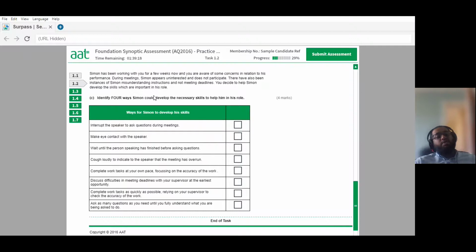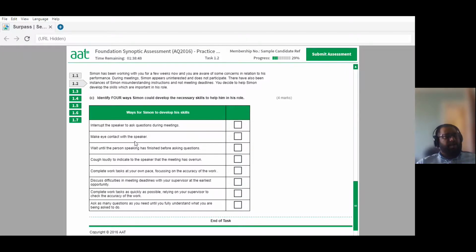Identify 4 ways Simon could develop necessary skills to help him in this role. Interrupt the speaker to ask questions during the meeting? No. Normally, you don't interrupt the speaker. You let the speaker finish and you wait for your turn to ask any questions, because normally an effective speaker does their speaking and then gives the opportunity for the peers, the listeners, or the participants to voice their concerns or raise questions. So this is definitely not an answer.